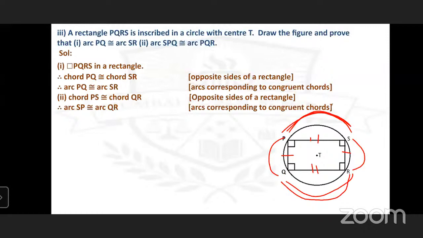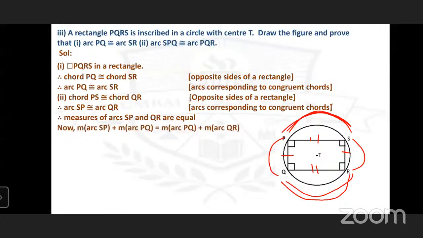Then next. So measure of arc SP and QR. See in the figure, SP and QR are equal, their measure will be equal. Why? Because this measure is equal, so that measure will also be equal. Therefore we write measure of arc SP plus PQ is equal to measure of arc PQ plus QR.